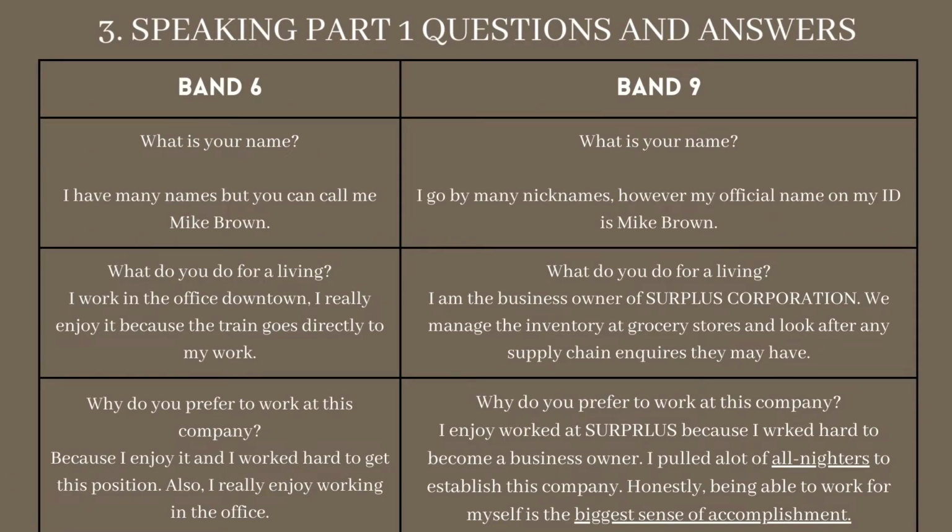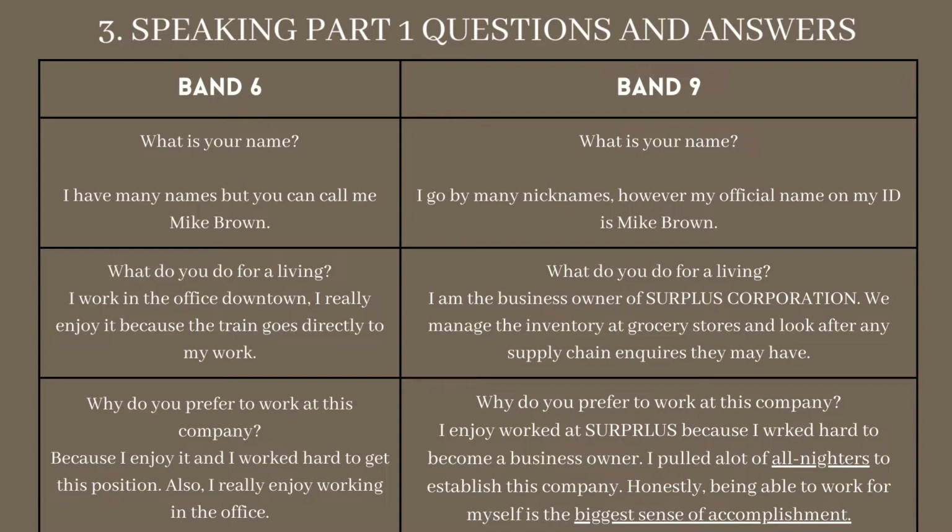So here on this slide, I've actually given you some examples that would score you a band 6 versus a band 9 in the IELTS speaking part 1 section. So let's go through these. What is your name? For a band 6, you could say, "I have many names, but you can call me Mike Brown." And a band 9 answer for what is your name would be, "I go by many nicknames. However, my official name on my ID is Mike Brown."